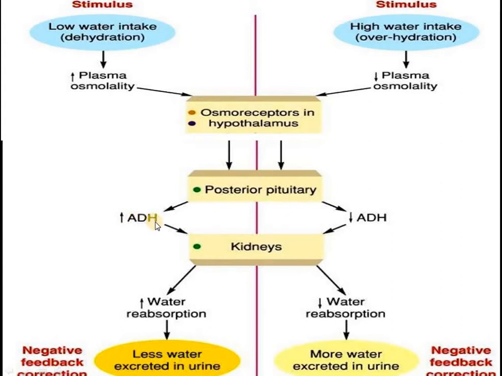Its concentration will go higher, and let me tell you its function. It will cause more reabsorption from the kidney, reabsorption of water. So a higher concentration of ADH will allow the kidney to absorb more water, so less would be excreted out in the urine. So we can say that whenever we are dehydrated, the urine produced by that organism would contain less water, or we can say it would be concentrated.